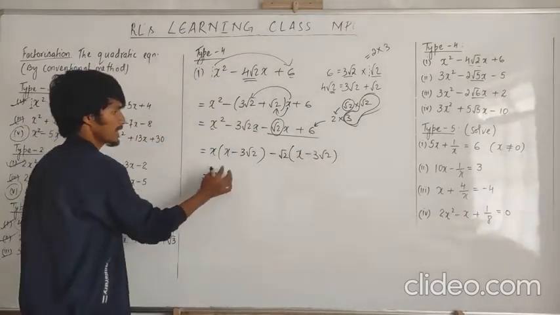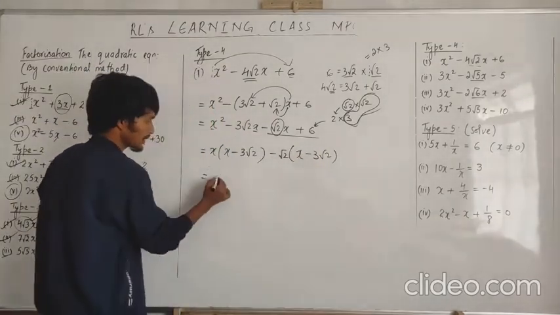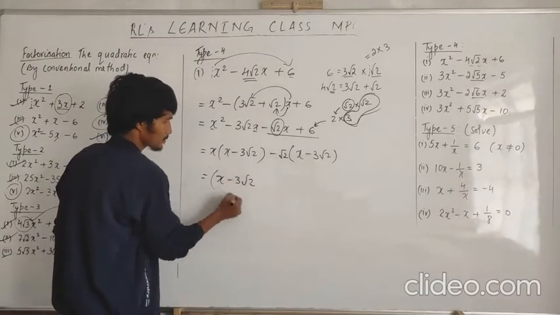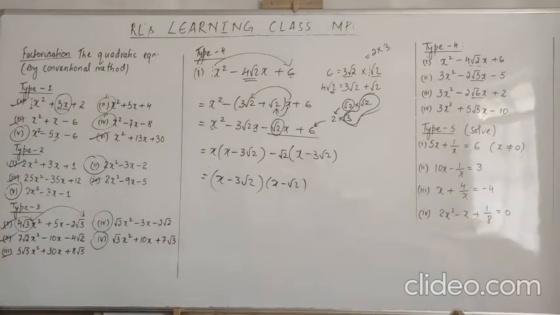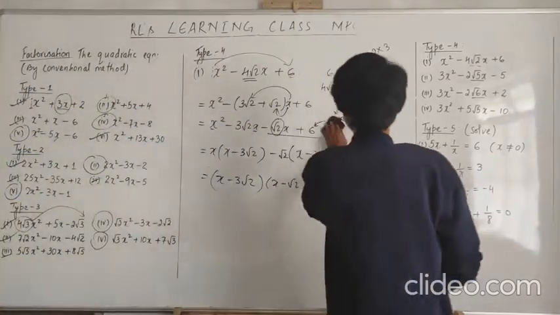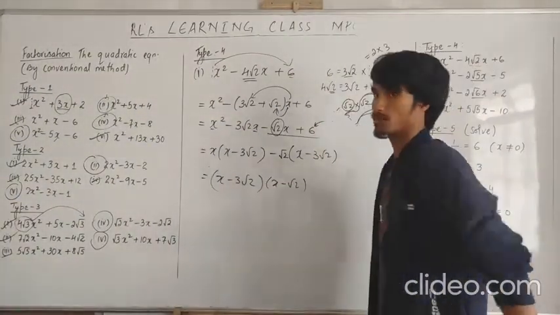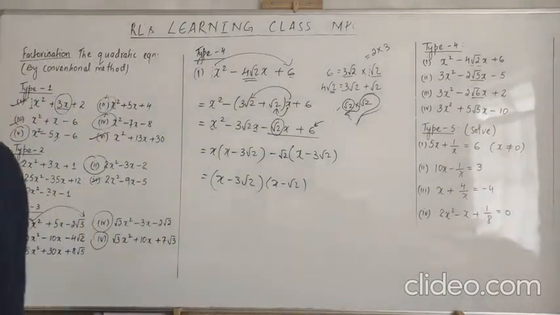Then here x minus 3 root 2 will be common, then x minus root 2 is what's left. This will be the answer for question number 1. And now let's start question number 2.